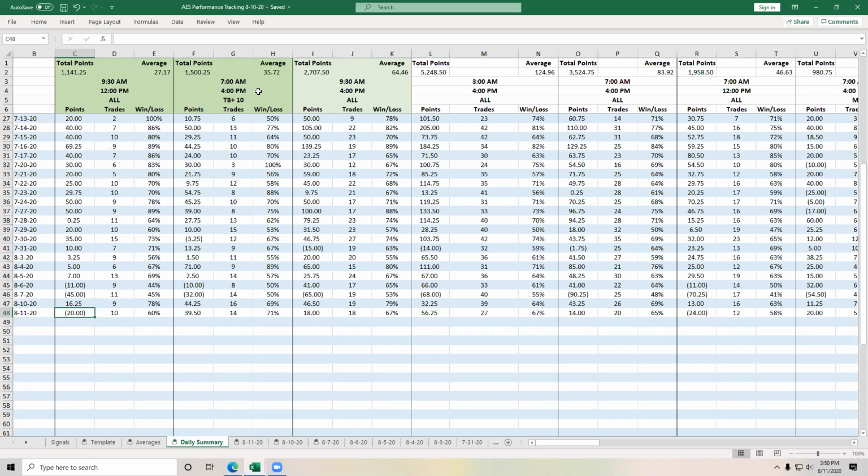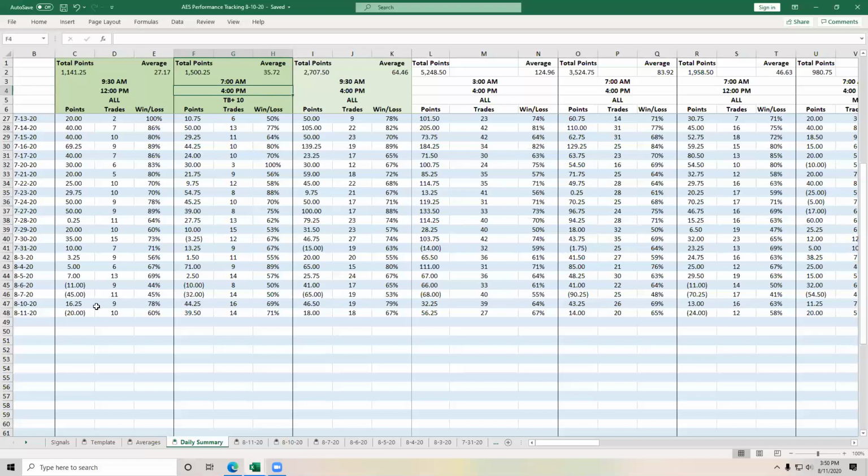And the second category that we track is trading from 7 a.m. to 4 p.m. and only taking the trend bias trades, those trending trades like the one I just showed you, where we have an opportunity to get into the trade and then re-enter the trade on the continuation signal.